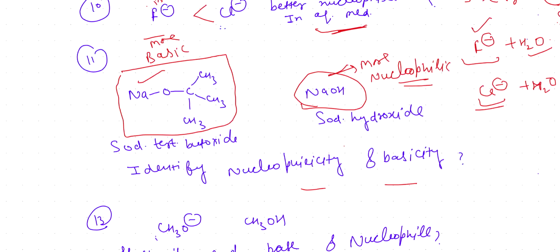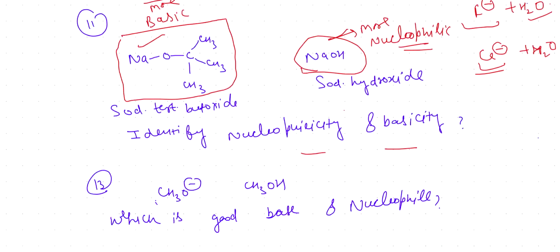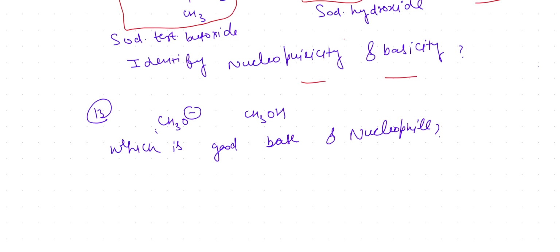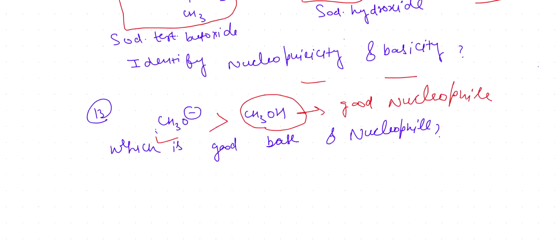So the next is the last one, which is a good base. We have already done it in previous questions. So methoxide is the good base and methanol is the good nucleophile. This is the good base. So we are done with the question.